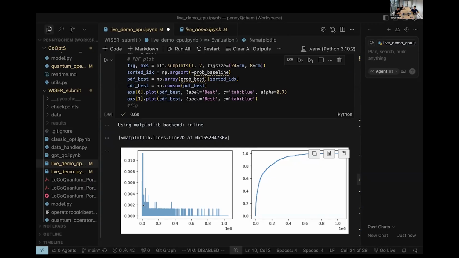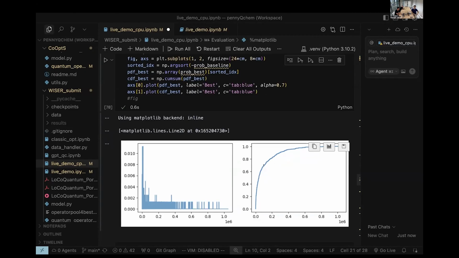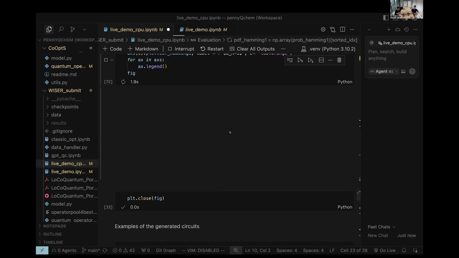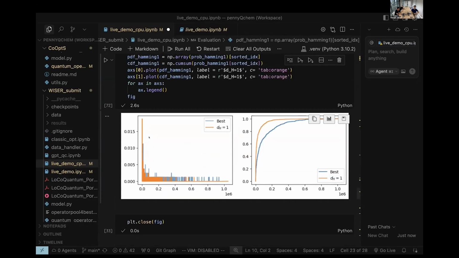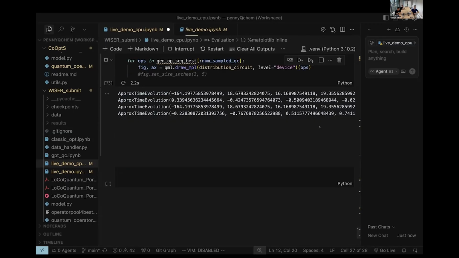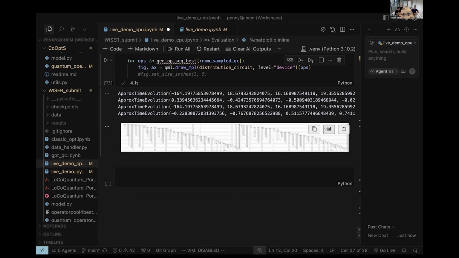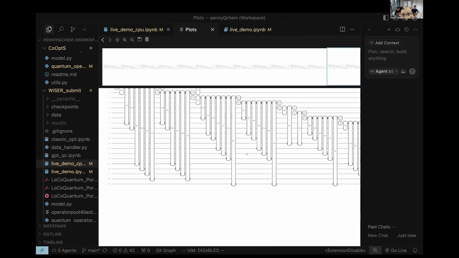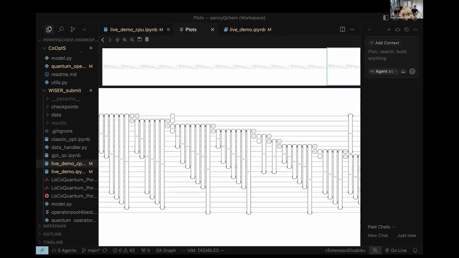The left one is the probability density function, and this is the accumulated one. We then run the local distance one search post-processing, and the orange one is after post-processing. You can see that the probability is concentrating at the minimum, and we have the cumulative one. We can also plot the QAOA circuits just to give you a feeling. This is one generated QAOA circuit from the GPT model. I think that concludes my presentation.